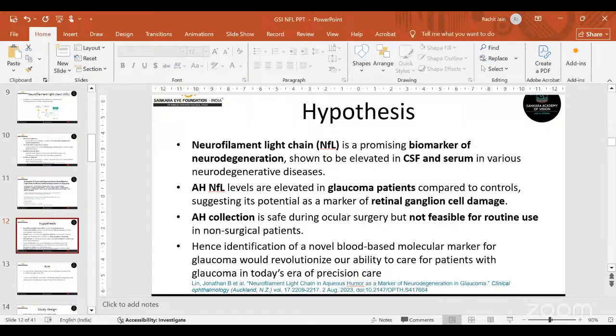And they also found that a twofold increase in aqueous humor NFL levels was associated with a 10.1% increase in odds of having glaucoma. So, aqueous humor collection is safe during ocular surgery, but it is not feasible for routine use in non-surgical patients. And hence, identification of a novel blood-based molecular marker for glaucoma would revolutionize our ability to care for patients with glaucoma in today's era of precision care.